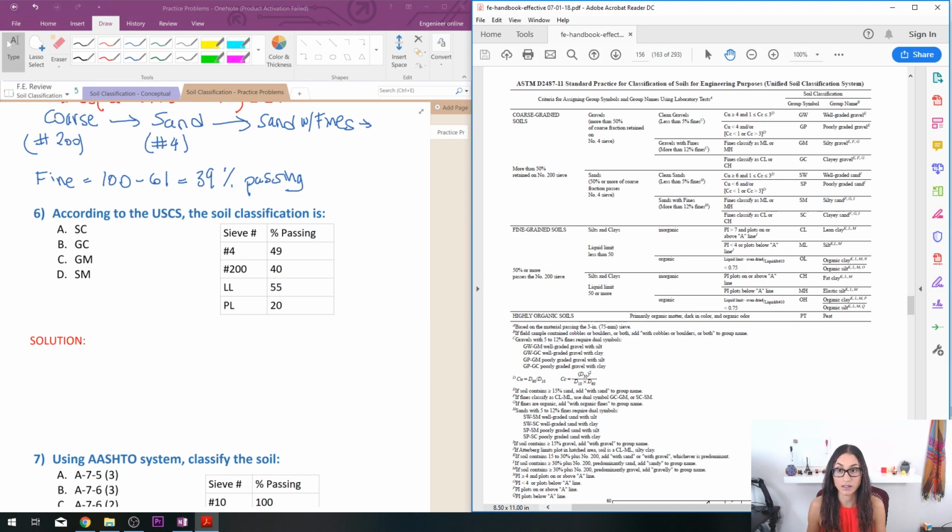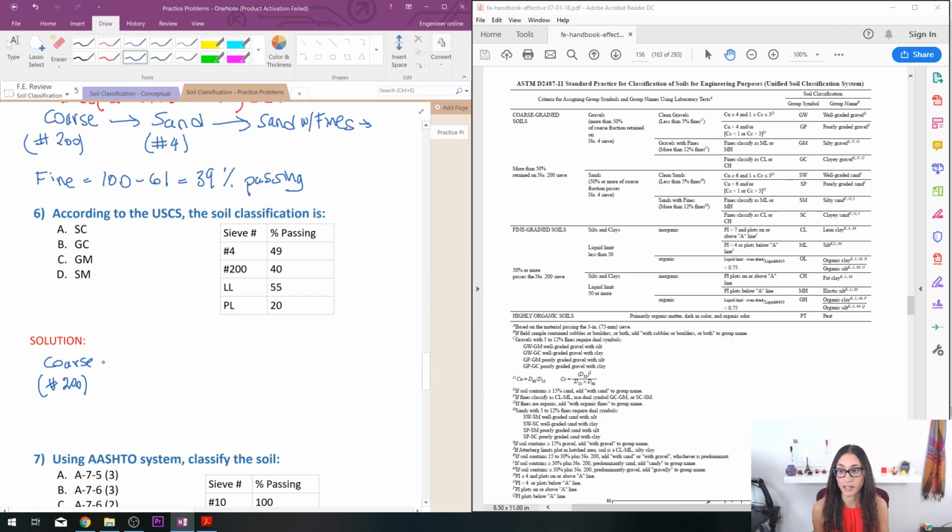Question number 6. This is the last question we're going to do on USCS. The next is going to be AASHTO. The first thing we're going to look at is the percentage passing for sieve number 200. I have 40, which means it's going to be coarse, because 50% or more passing number 200 is fine-grained. I have only 40, so that's going to be coarse.